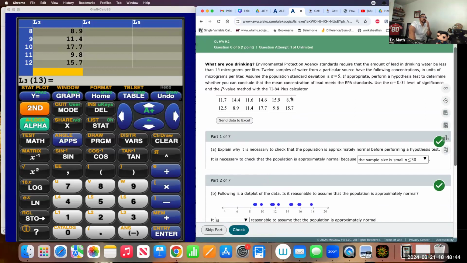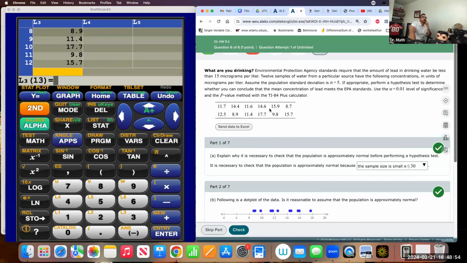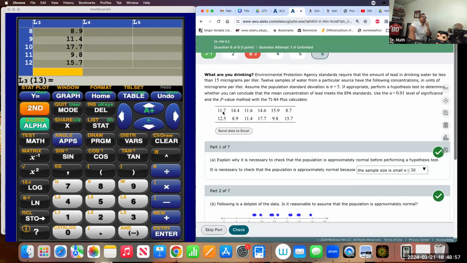So you got these EPA readings of water, the amount of lead in each water sample. This tells us how many micrograms per liter are in each one of those samples, and that's what I entered into L3. Right. Someone is asking a great question: does the order matter in which we enter these values? The order does not matter whatsoever. Great question. Because what your calculator is going to do is give us the X bar, right?